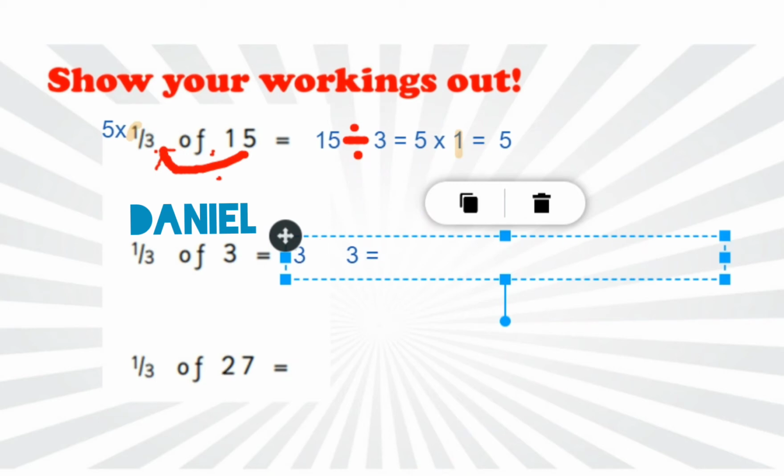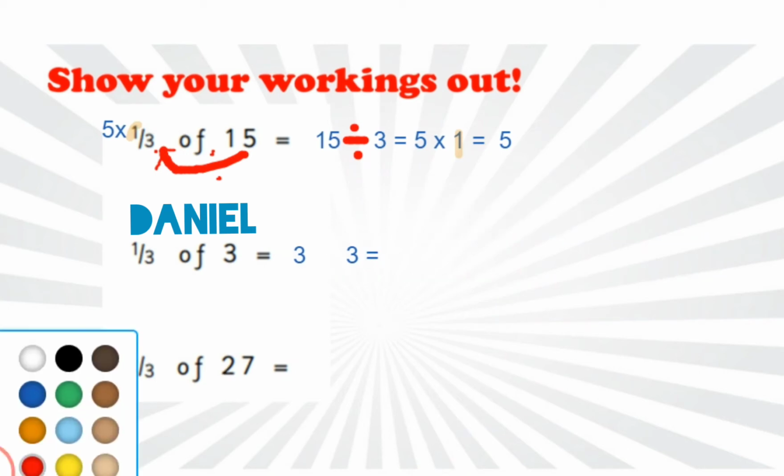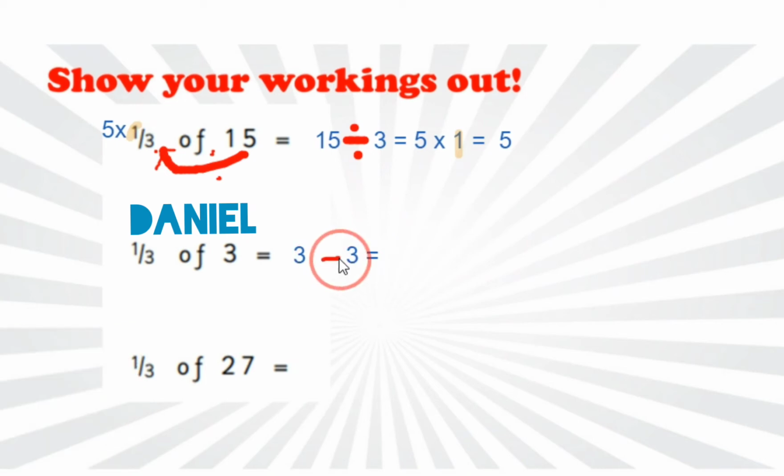So what do we do first? What have we got? We've got 1/3 of 3. What are we going to do? 3 divided by 3. Okay, and now I'm going to get my symbol. So let's do that again, make sure it's right. So 3 divided by 3, and you can draw that symbol in there. So what's 3 divided by 3?